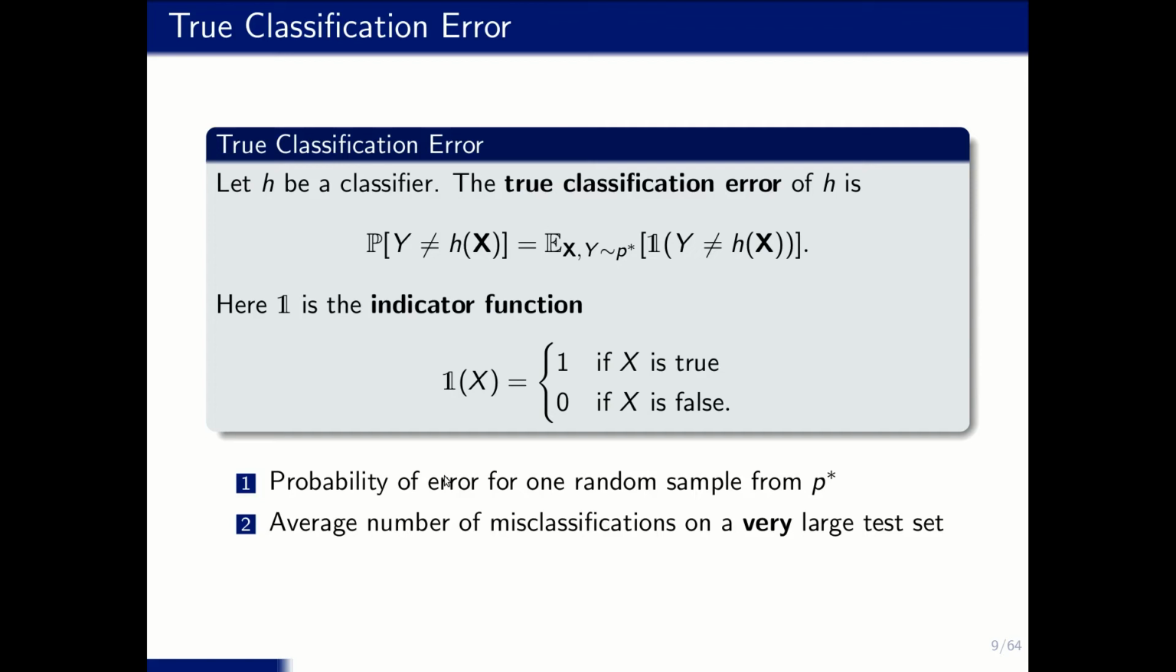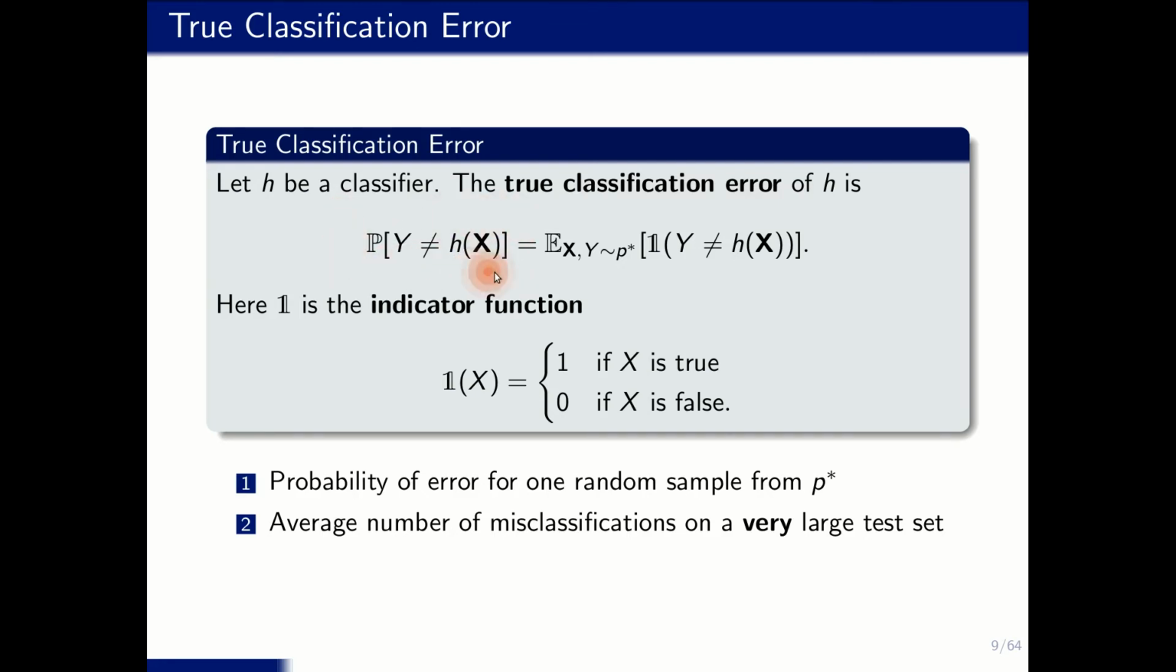So what is actually our goal for classification? The ideal goal we want to achieve is to minimize the true classification error. Say we have trained a classifier h, or we just want to test a particular classifier h. We can take an arbitrary classifier h, so we have this h given. And then the true classification error of h is simply the probability of making an error.